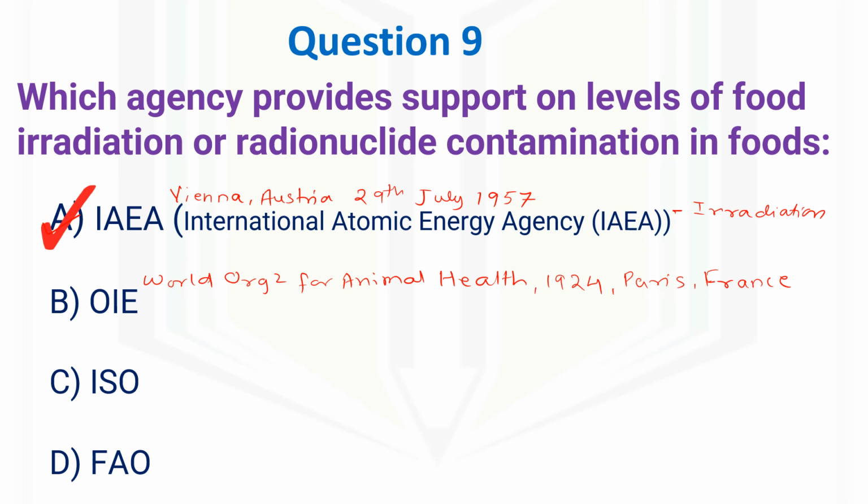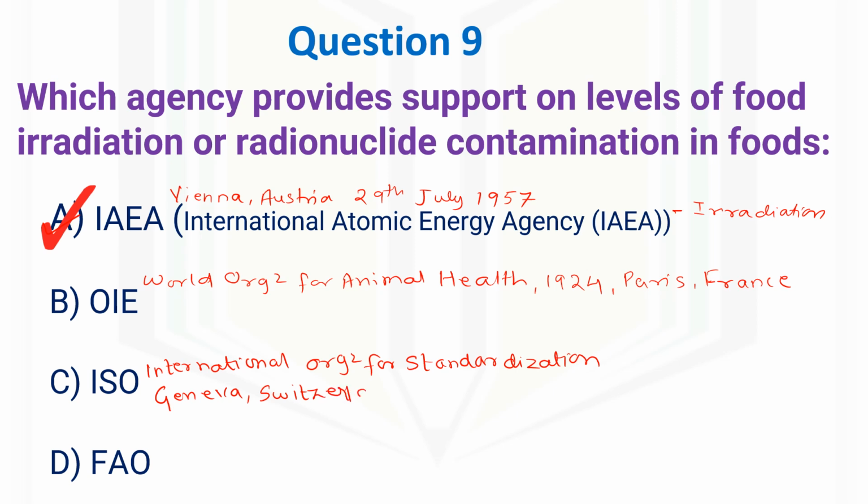Third one is the ISO. Now, ISO is the International Organization for Standardization. The headquarters of this is in Geneva, Switzerland, and this was founded on 23rd February 1947. So this develops the standards to ensure the quality, safety and efficiency of the products, services and the system.